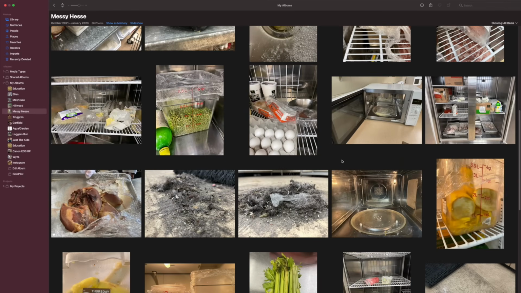Let's see. What are examples? What can I show you?